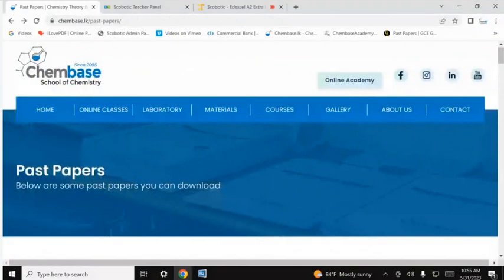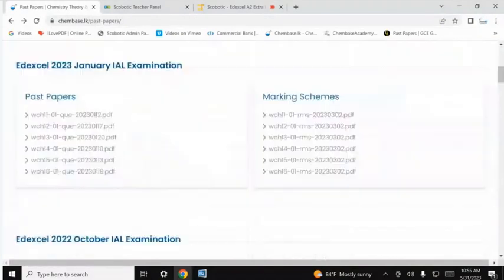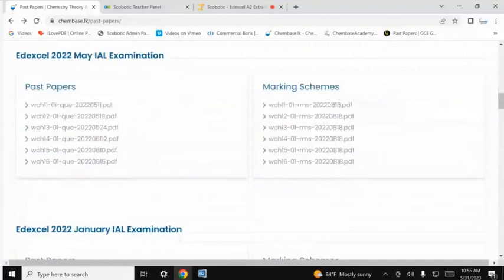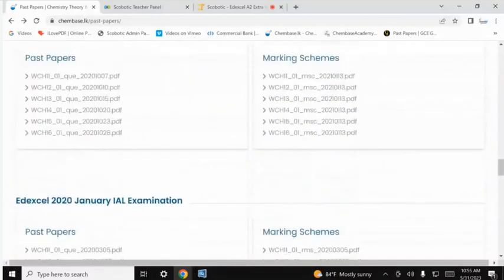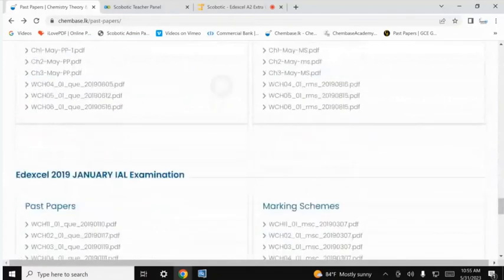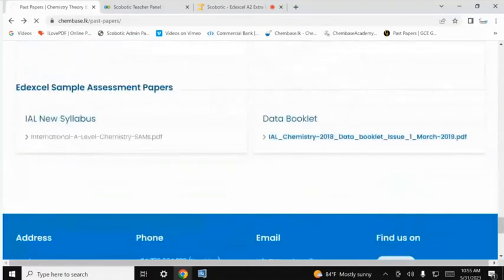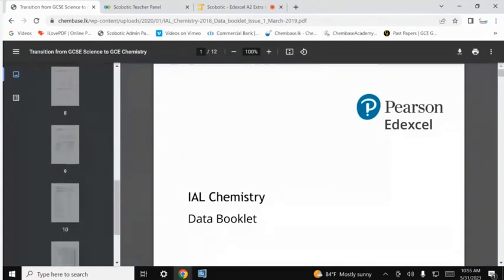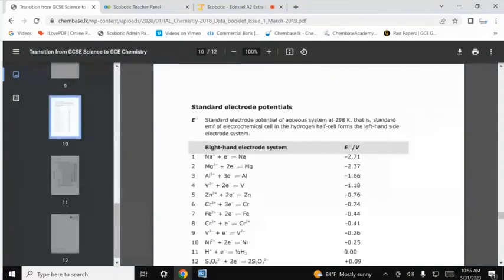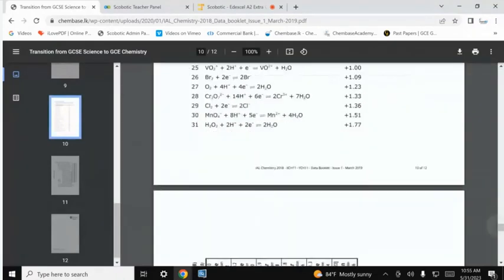On the materials section of my website, you have the recent papers and the new syllabus data booklet, towards the end. Yeah, this is the data booklet here. Let's check whether you have the half equations, otherwise you have to balance in alkali media. This is towards the end, last page, page 10. Do you have manganese dioxide in alkali media given? No.